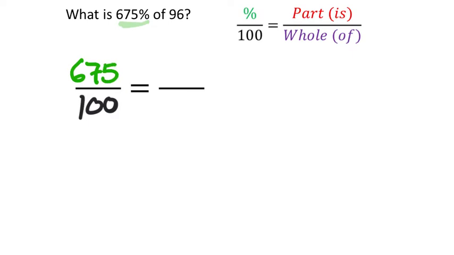Now, remember, we have to pay attention to the words is and of. Right here, it says of 96, which tells us that the 96 has to be what we consider the whole value. And just from the setup that we've seen earlier, I kind of stuck this on the slide. We can tell the whole value is always in the denominator of the other fraction. So this is going to be 96, which means that we don't know what this part is right here. We've got to figure out what that is. So for this example, I'm going to use cross multiplication.